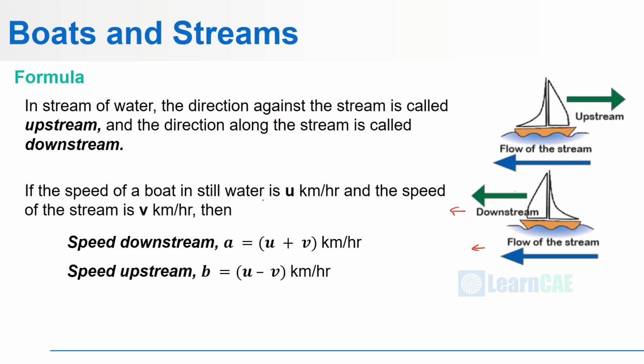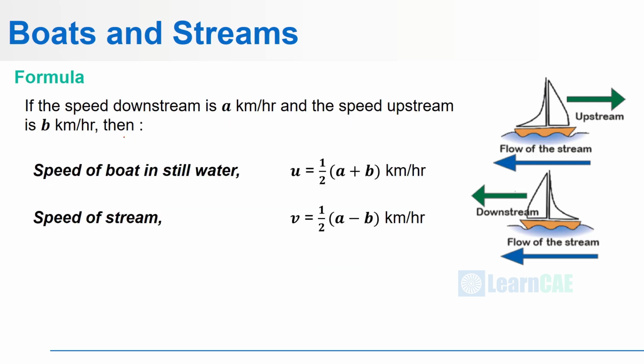If the speed of the boat in still water is u km per hour and the speed of the stream is v km per hour, then the speed of the boat in downstream is a is equal to u plus v. It means the net speed will be sum of the speed of stream plus the boat. Similarly, the speed upstream will be b is equal to u minus v. This will be the difference between the speed of the boat and the stream speed. I hope this is clear.